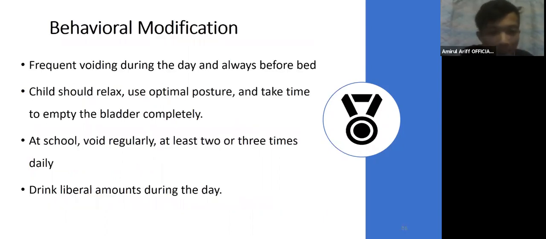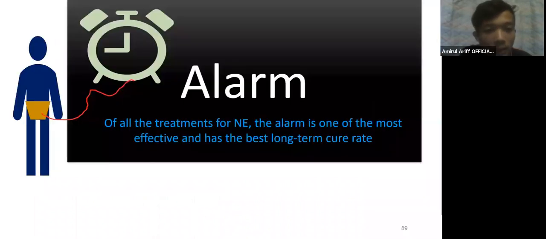In behavioral modification, we also need to educate the child to void frequently during the day and always before bed. During voiding, the child should relax, use optimal posture, and take time to empty the bladder completely. At school, we want to avoid daytime enuresis, so we ask the child to void regularly at least 2 or 3 times daily. We also educate the child to drink liberal amounts during the day so that at night there will be less consumption of water. Next.